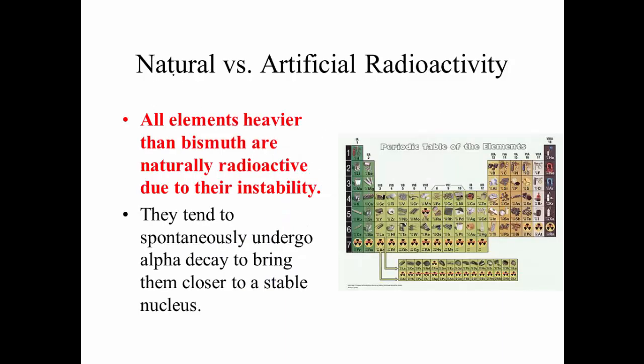It's worth noting that all elements beyond bismuth are naturally radioactive. So again, that's why all of them have that radioactive symbol down here. All of those and all of those. These tend to spontaneously undergo alpha decay and beta decay to bring them closer to that stable nucleus, that stable 1.5 to 1 neutron to proton ratio for large elements.